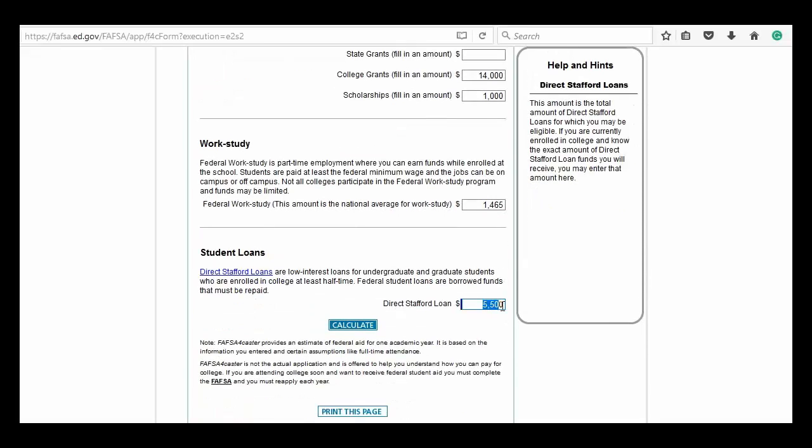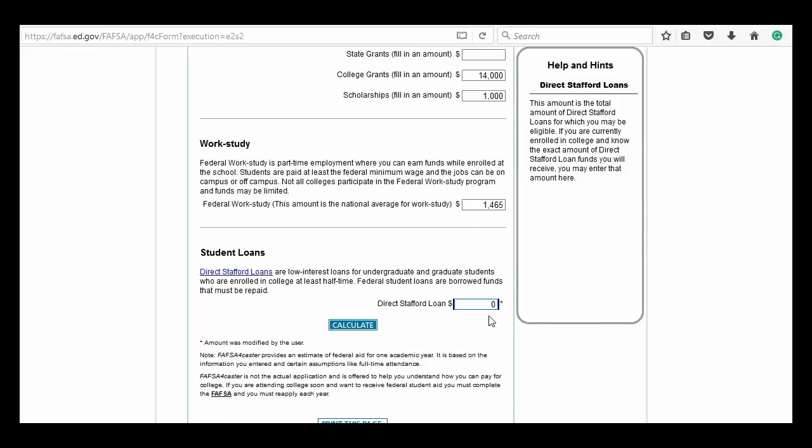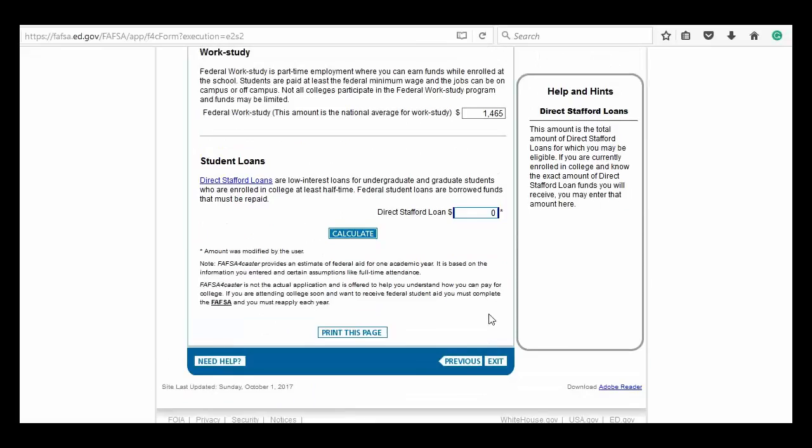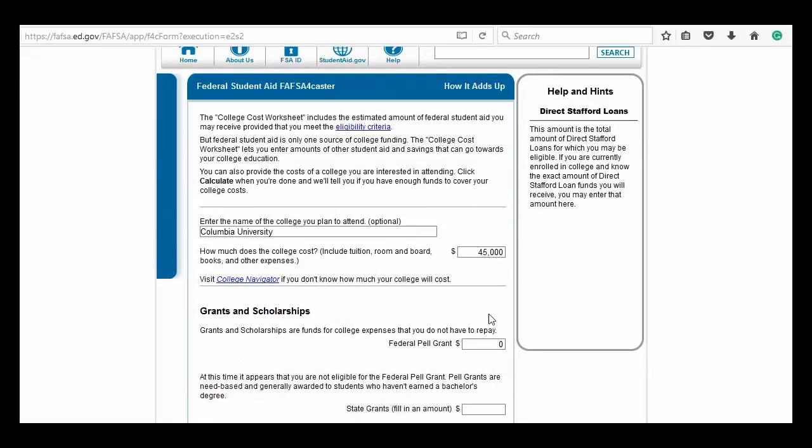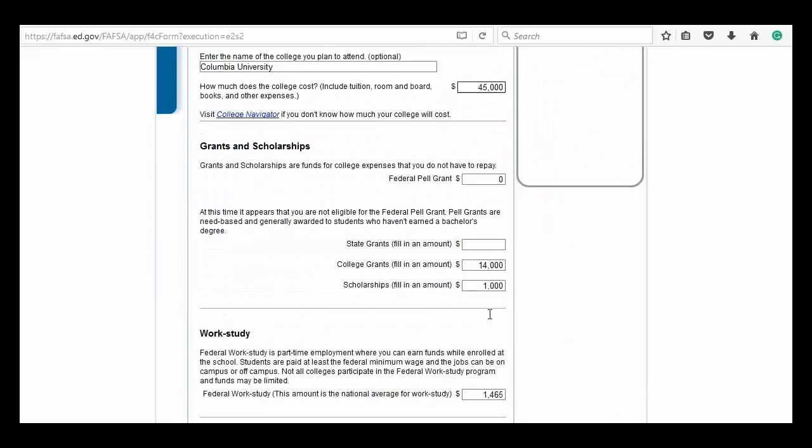We're going to leave direct loans alone for now because we really don't want to pay any loans at this time. So we put in all our eligibility.